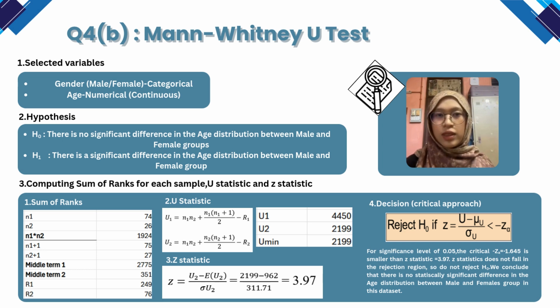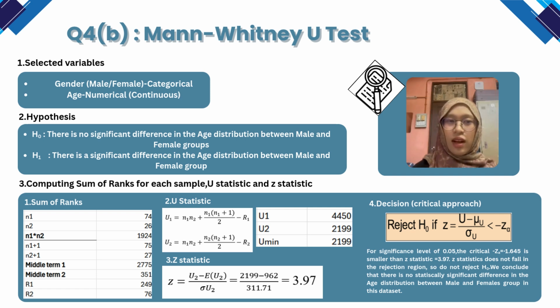First thing first, I will state two hypotheses. The null hypothesis is there is no significant difference in the age distribution between male and female group. Meanwhile, the alternative hypothesis is there is a significant difference in the age distribution between male and female group.